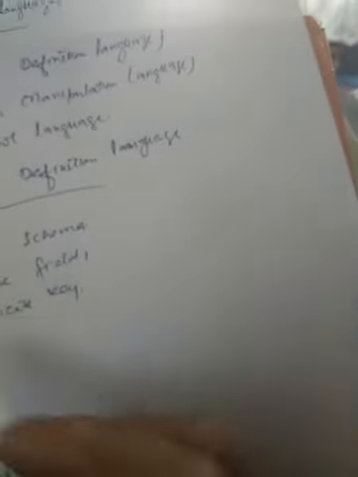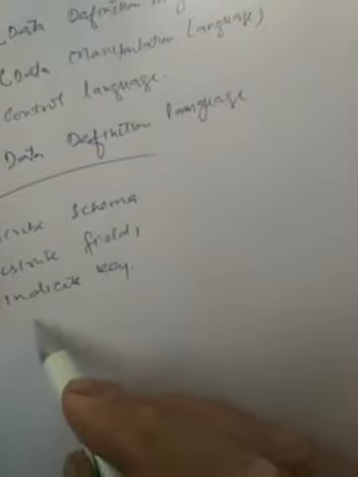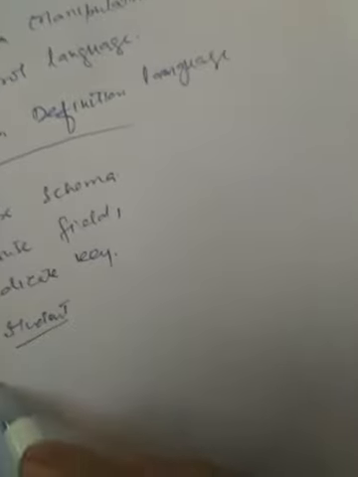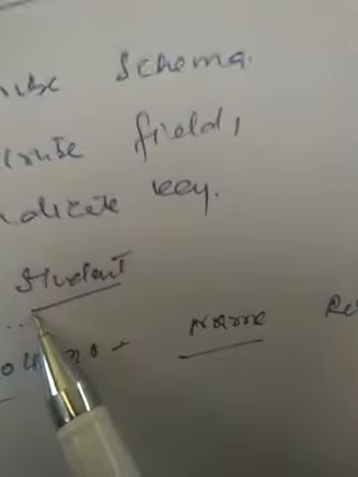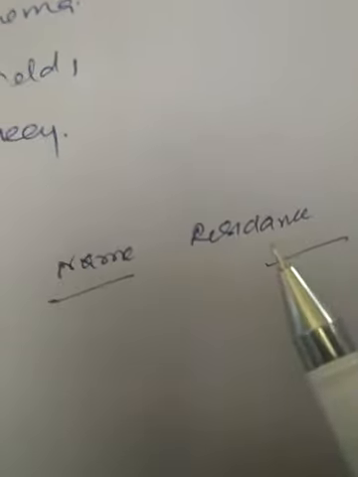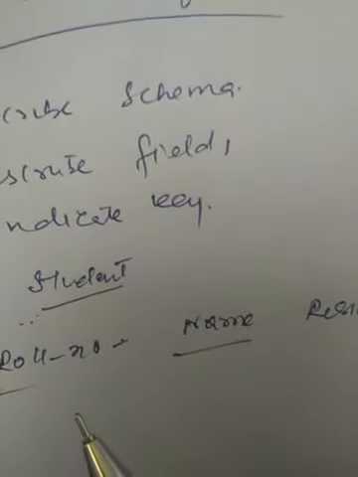Suppose I have to create a database of student. So for the file I will keep the name student. There is a table, this is roll number here. Now roll number, after that name, after that residence. Suppose I want to make a table which has three fields. One is roll number, another is name, and the third is residence. These are the three fields.